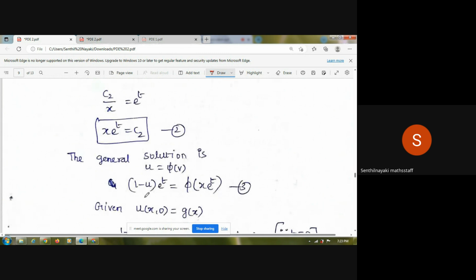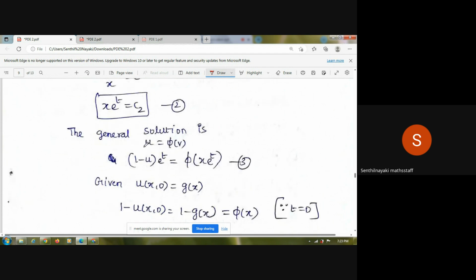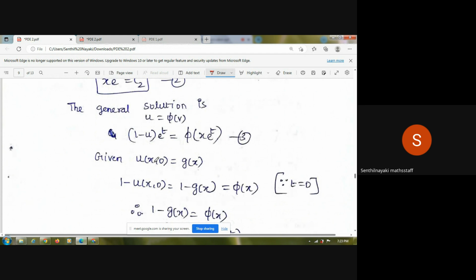Already we have discussed the general solution can be written as either phi of (u, v) equal to 0, or u equal to phi of v, or v equal to phi of u, isn't it? So u is here the first solution, (1 minus u) e power t, equal to phi of the second solution, x e power t. The given condition is u of (x, 0) equal to g of x. That means we have to substitute t equal to 0.